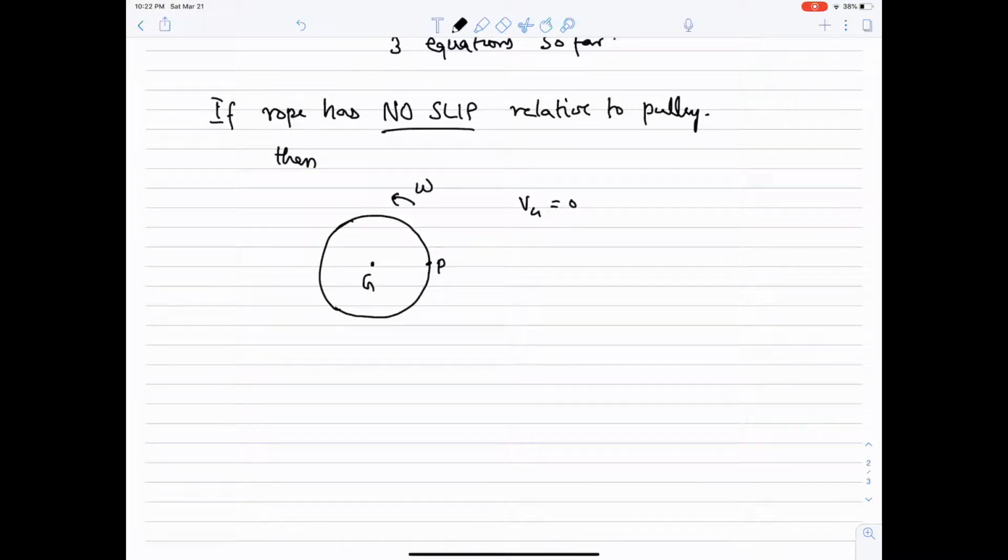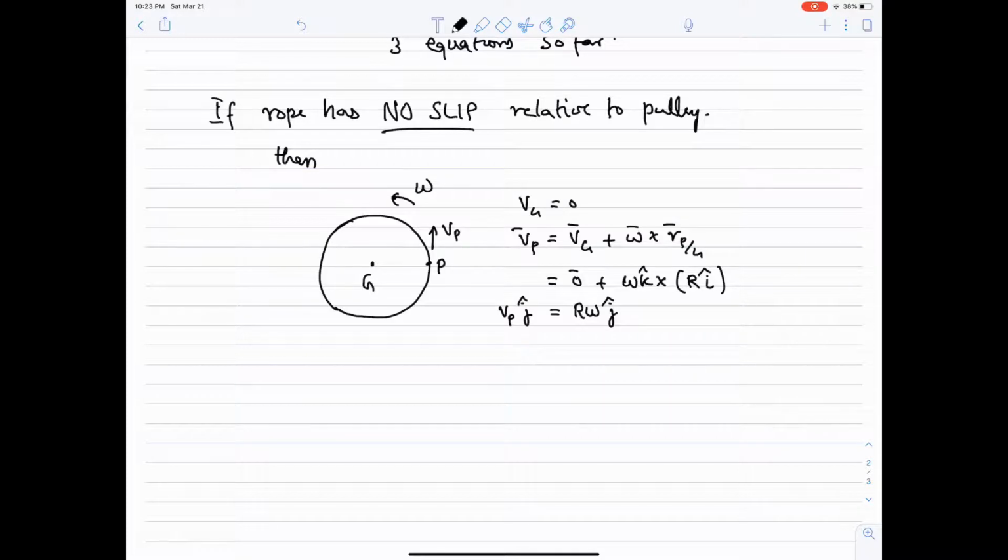Vg, of course, is 0 because G is not going anywhere. Vp, let's say, is basically velocity up like this. And because P and G are in the same rigid body, it's basically going to be Vp equals Vg plus omega cross Rp with respect to G. And that's going to be equal to 0 plus omega k cross Rp with respect to G, which is R i, and that's going to be equal to omega R. K cross i is j, so R omega j. That's going to be equal to Vp j. So Vp equals R omega.